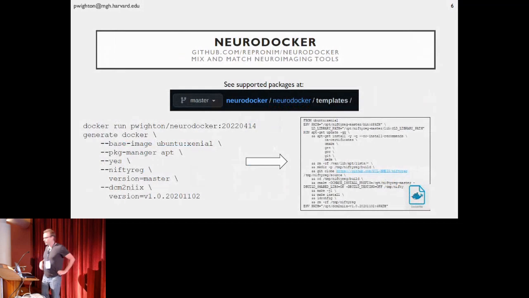That's where NeuroDocker comes in. NeuroDocker is a great open source tool to do exactly that. So you can run that command you see on the left there, and specify the exact versions of the software as you want, and it will create the Dockerfile that you see on the right that you can then use to build, run, and share your environments. And if you go to the GitHub, you can see a list of all the neuroimaging packages they support.